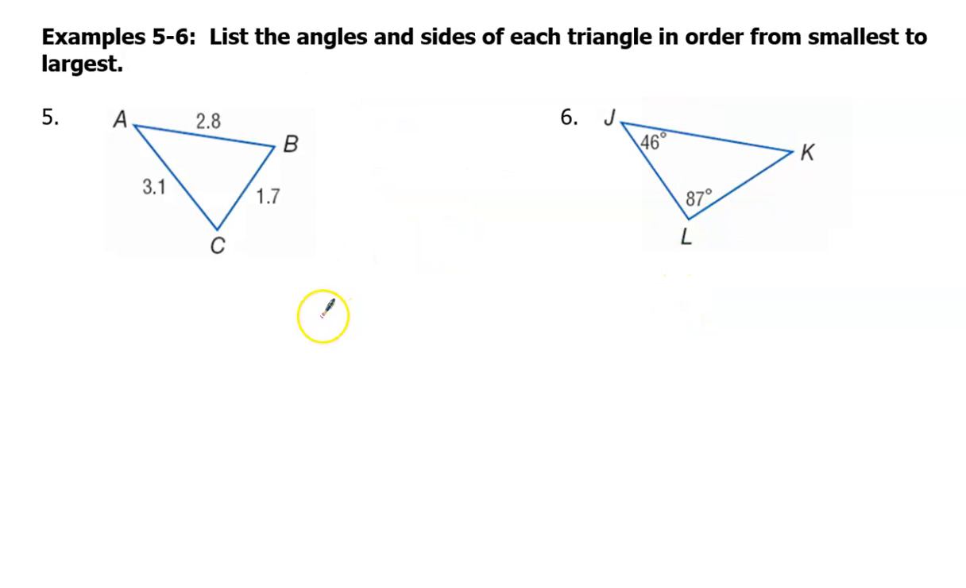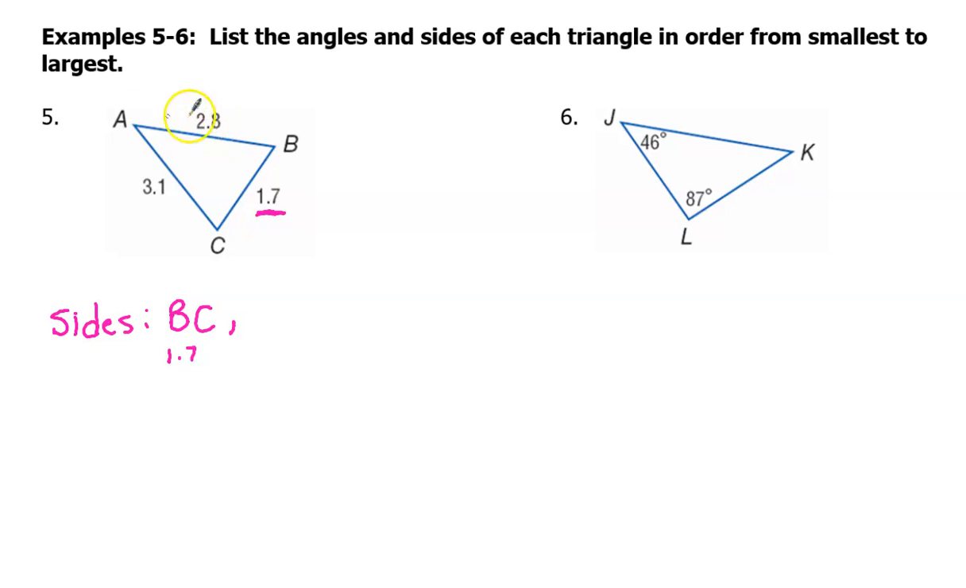Okay, now we'll move on to 5 and 6. List the angles and sides of each triangle in order from smallest to largest. So let's look at number 5 and list the sides first because it gives us all of those. So I've been listing all of the sides from smallest to largest. This is easy because it gives us all the measures. Smallest side is this side BC because it is 1.7. You don't have to write it below.